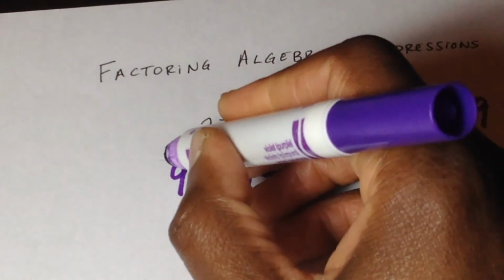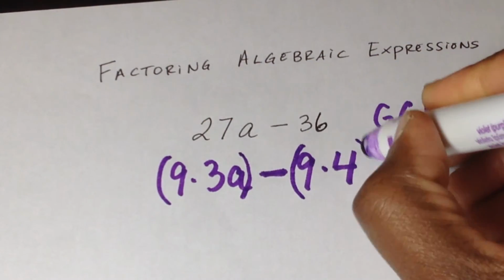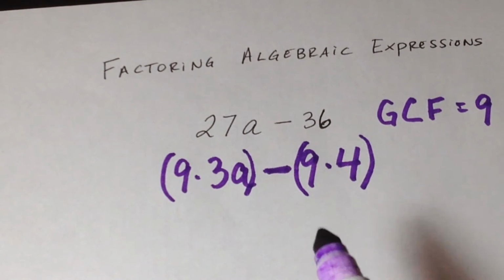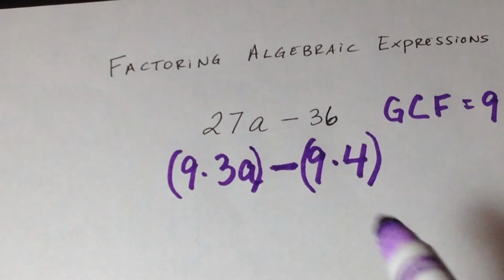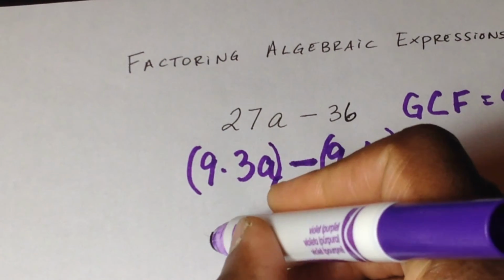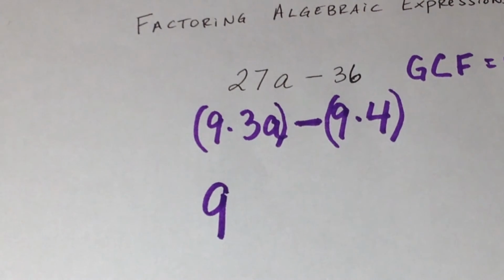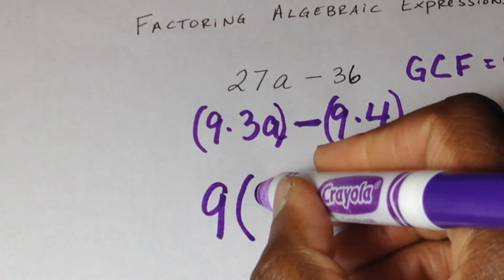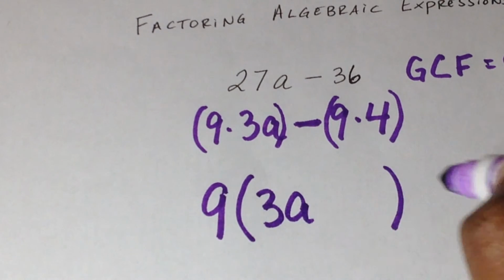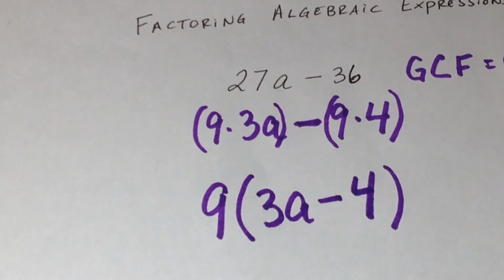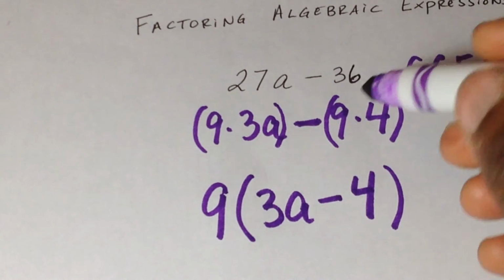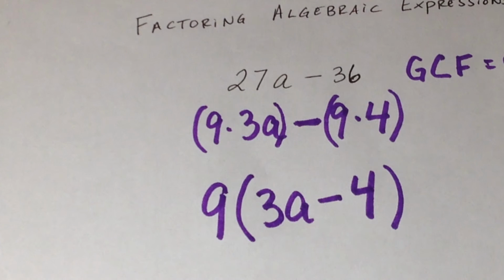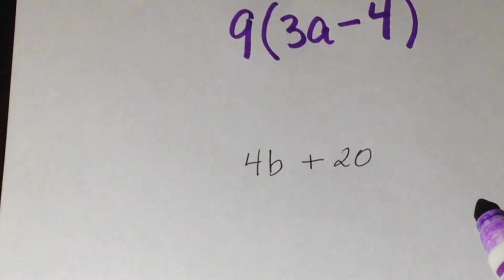Again, if you want to put the parentheses just to show. So now remember, we are going to factor out the 9 because I see 9 in both of these parentheses. So I factor out the 9, okay, and what I'm left over with in the parentheses is going to be 3a minus 4. Okay. So now, when I factor 27a minus 36, I come out with 9 times 3a minus 4. Okay, let's now try it for this one.